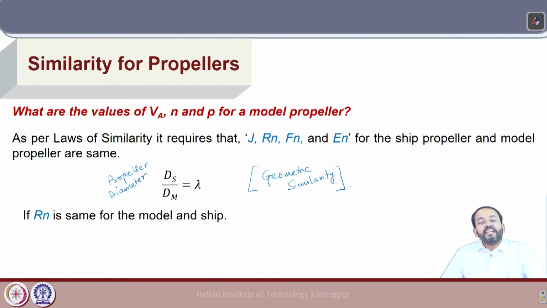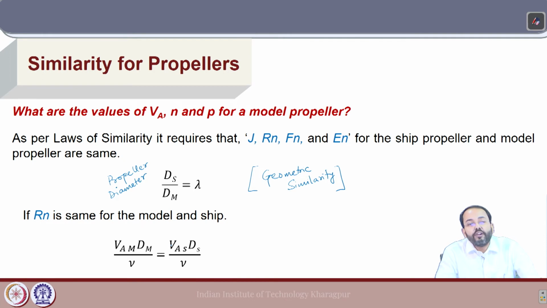Now, if we consider Reynolds number same for the model and ship, what do we get? For the propeller, we can take Reynolds number as Vd by nu. Again, we have seen that for a representative blade section, a more accurate expression of Reynolds number will be based on the resultant velocity and the chord length of the representative section. But as of now, we are simply writing this Reynolds number in the form of Vd by nu using the velocity of advance and the propeller diameter, just to see the relation between the model and the full scale.